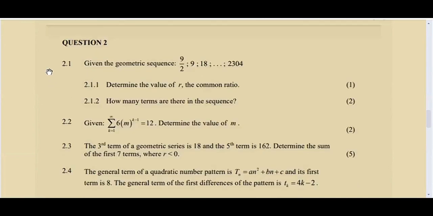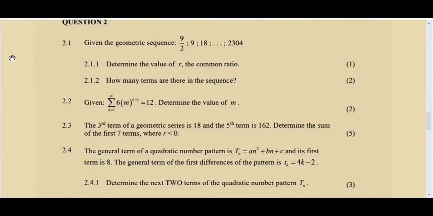Then we have question 2 here. It says, given the geometric sequence, we have 9 over 2 and then 9 and then 18. Then we are given the last term here, 2,304. Now 2.1.1 says, determine the value of r, the common ratio. So we know the common ratio can be calculated by saying T2 divided by T1. So we have 9 divided by 9 over 2, right?